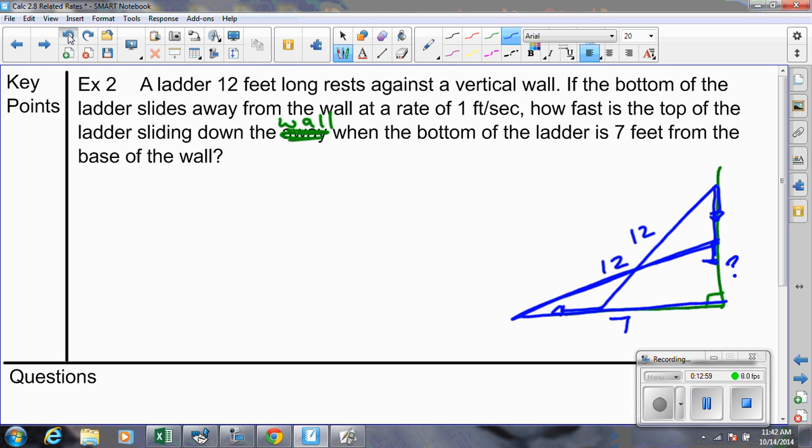Overall, though, here's our basic picture. There we go. Here's our picture. Well, what is the governing equation?